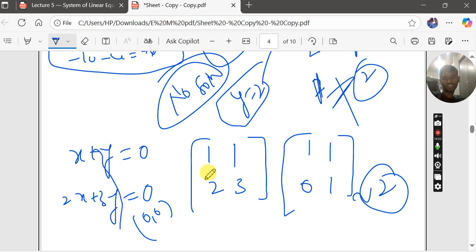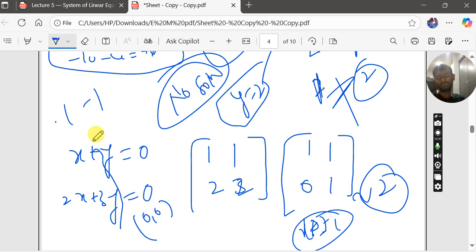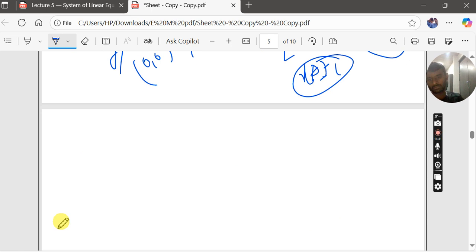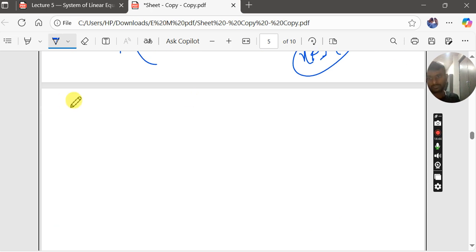Similarly, if I change here to 2, then rank of A will become 1. Then you will get infinitely many non-trivial solutions, saying x equal to minus 1, y equal to minus 1, minus 2, plus 2, minus 2, like that. So you will get infinitely many non-trivial solutions. Okay, fine. Now we will see some 3x3 examples. I have some examples.